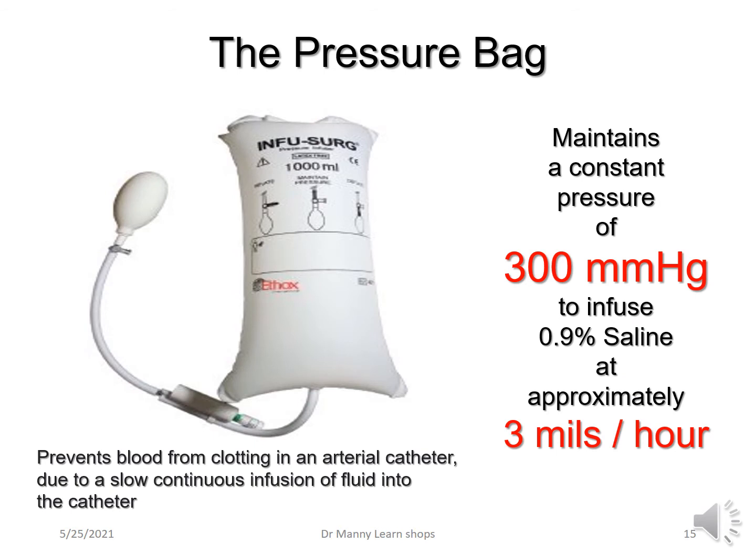So what's the pressure bag? Well, the pressure bag maintains a constant pressure of approximately 300 millimeters of mercury, and the rationale is to infuse normal saline at approximately 2 to 3 mils per hour. By having a continuous flow of fluid, it prevents blood from clotting in the arterial catheter because of this slow, continuous infusion of fluid into the catheter. You have it pumped to 300 millimeters of mercury and you actually have fluid, normal saline, in the line. If the bag's empty, it's not going to work.